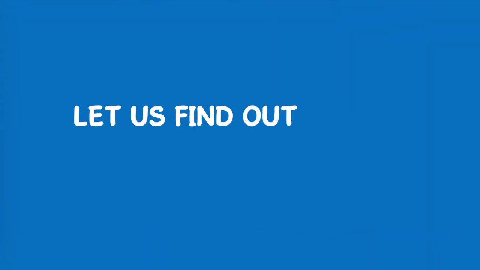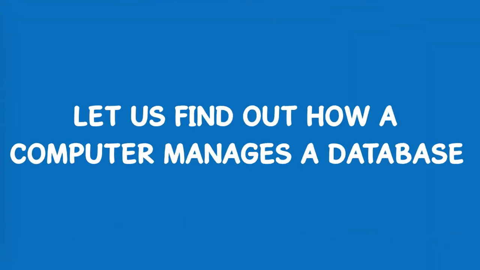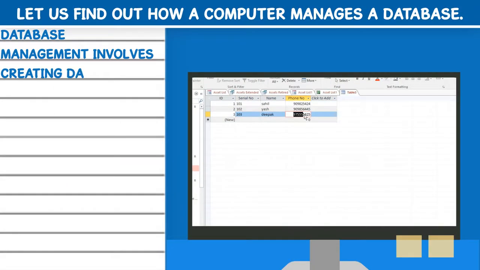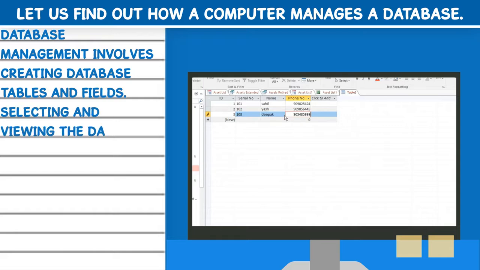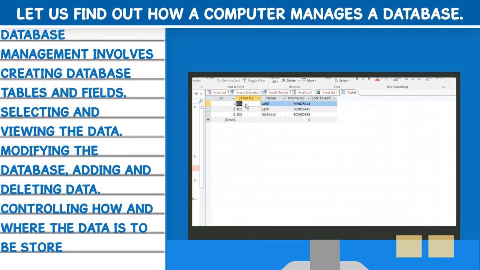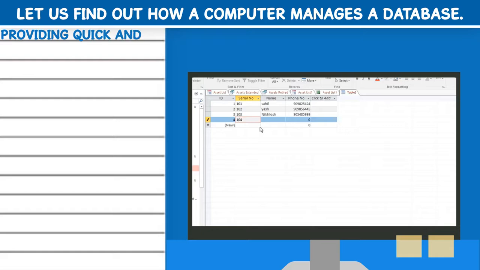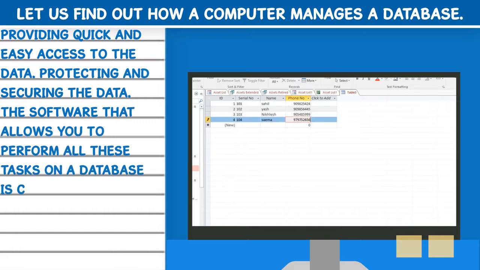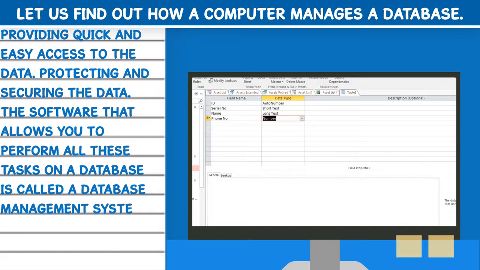Let us find out how a computer manages a database. Database management involves creating database tables and fields, selecting and viewing the data, modifying the database, adding and deleting data, controlling how and where the data is to be stored, providing quick and easy access to the data, protecting and securing the data. The software that allows you to perform all these tasks on a database is called a Database Management System, DBMS.